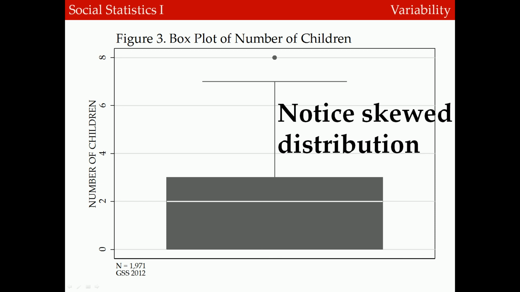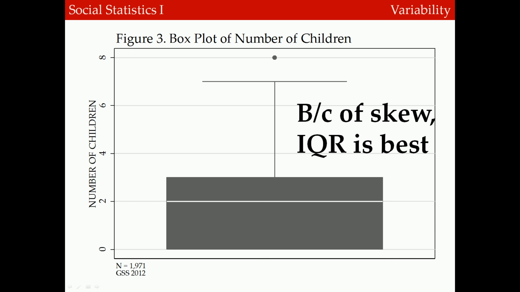In that case, the average is not in the middle of the distribution, and therefore the variance and standard deviation aren't a very good indicator of the variability around the center. Therefore, we should use the interquartile range as the measure of variability for this particular variable.